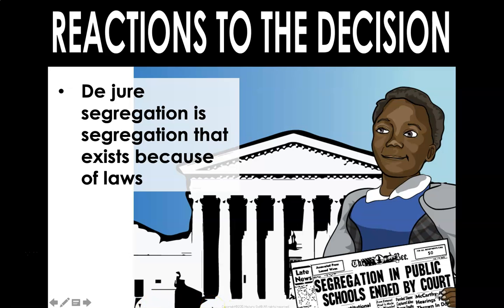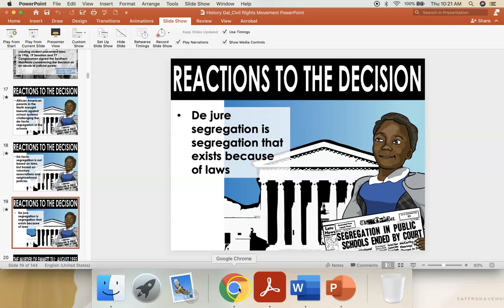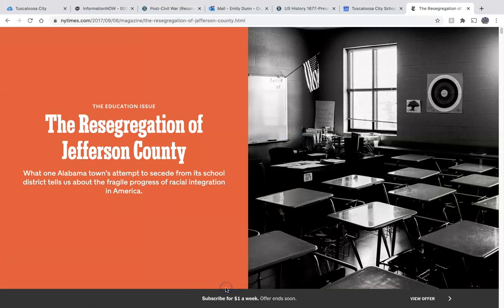A great example of this, if you have looked into the news lately, or maybe not heard about it, is Gardendale, Alabama. They were trying to create their own school system. This is an article in the New York Times. I can link it if you want to read it yourself. It's kind of long, so be careful. It says, what one Alabama town's attempt to secede from its school district tells us about the fragile process of racial integration in America.